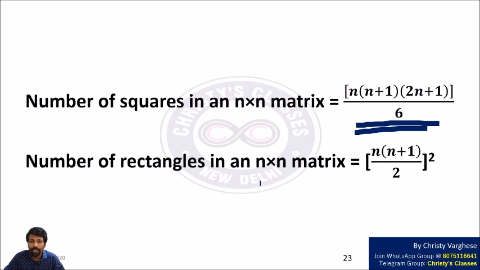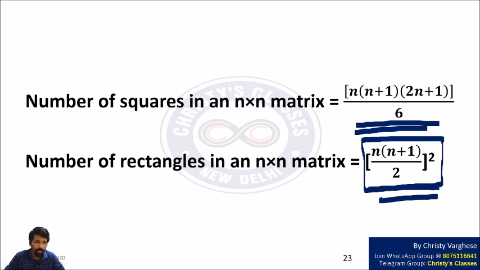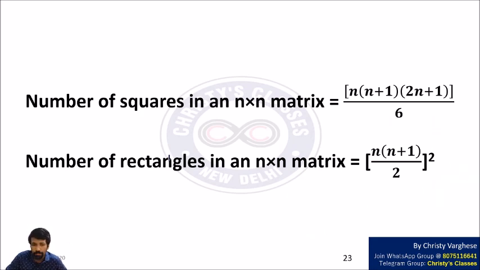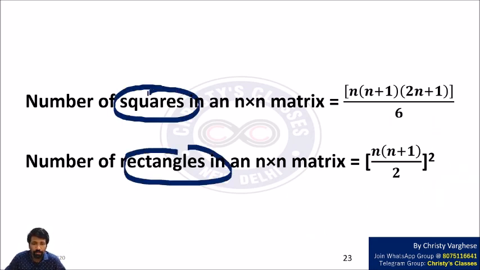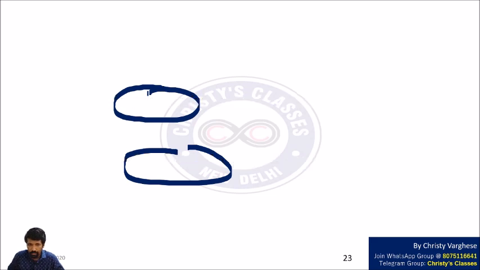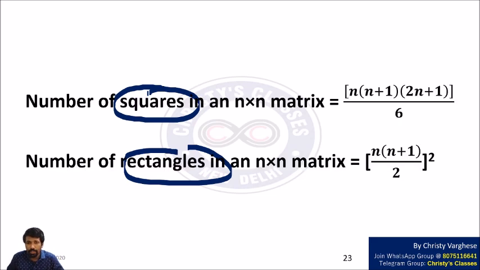So, the number of rectangles in an n by n system is n into n plus 1 by 2, the whole square. Yeah, this is the cube formula: 1 cube plus 2 cube plus 3 cube plus up to n cube. If you remember the cube formula, you don't have to learn anything more. That cube formula is for rectangles. Square formula is for squares.